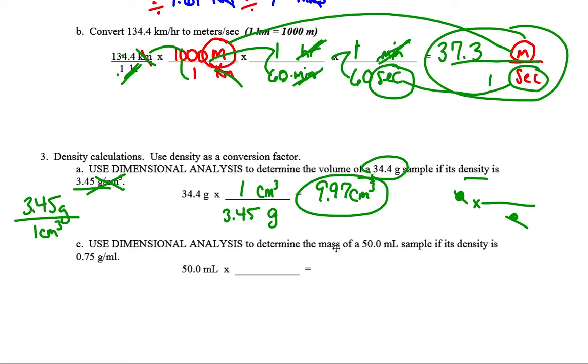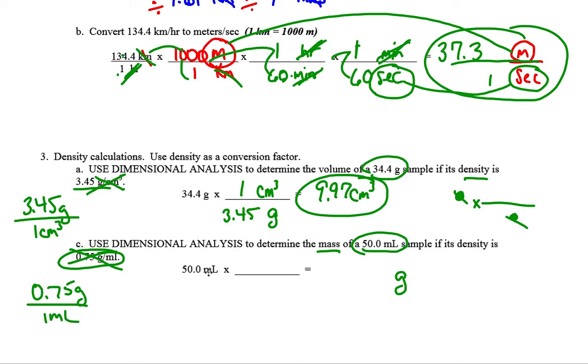Over here, use dimensional analysis to determine the mass. So we don't know how many grams, but we do know our volume is 50 milliliters, and we do know the density. Again, I hate slashes. Rewrite this. Grams over 1 milliliter. Get rid of that. So you don't see it anymore, you don't look at it, you don't try to use it as a unit together. It's grams over milliliters.